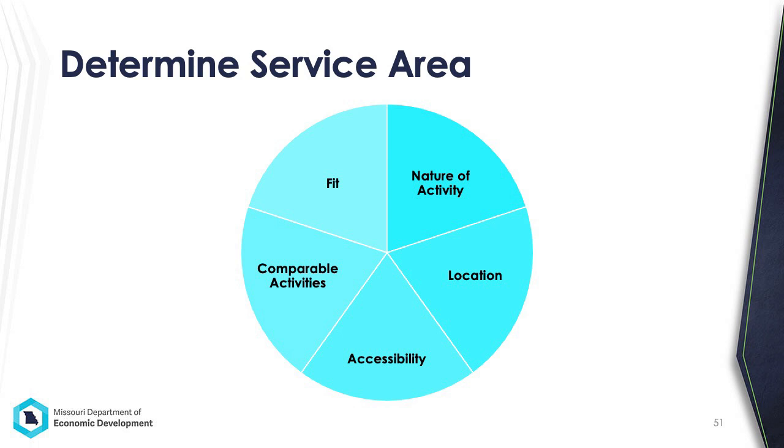Next, we determine the service area, which is the specific portion of a jurisdiction that will benefit from an activity. For the CDBG application, one of the narrative questions will ask you to justify the service area based on these factors, and you'll be prompted to provide a map showing the service area. First, we consider the nature of the activity.